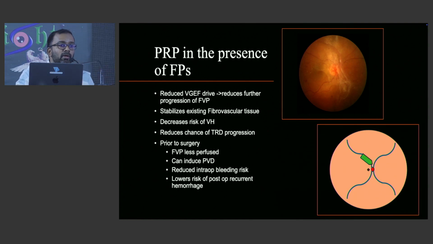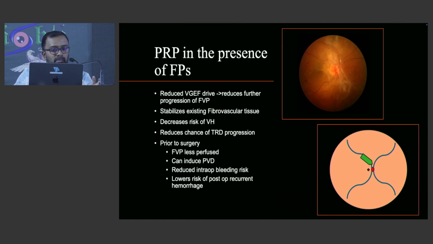Now, what do you do when you have fibrovascular proliferations? Still, PRP is essential because it reduces the VEGF drive. So it reduces the progression of the fibrovascular proliferation. It stabilizes the existing fibrovascular tissue, reduces the risk of VH, and reduces the chance of TRD progression. Also, prior to surgery, it can induce PVD, which is helpful. It can reduce the intraoperative bleeding risk and lowers the risk of postoperative recurrent hemorrhage.